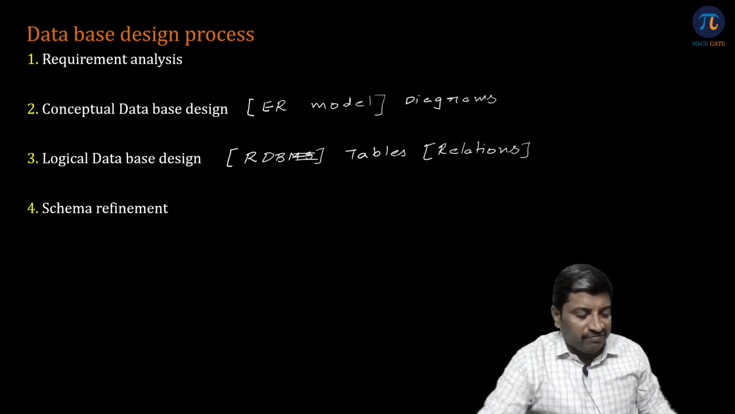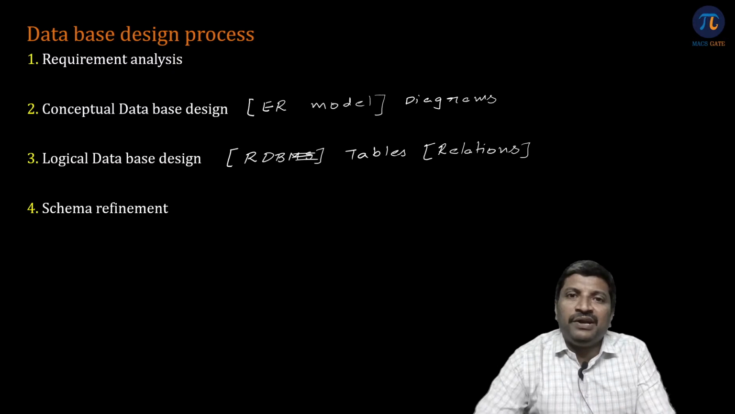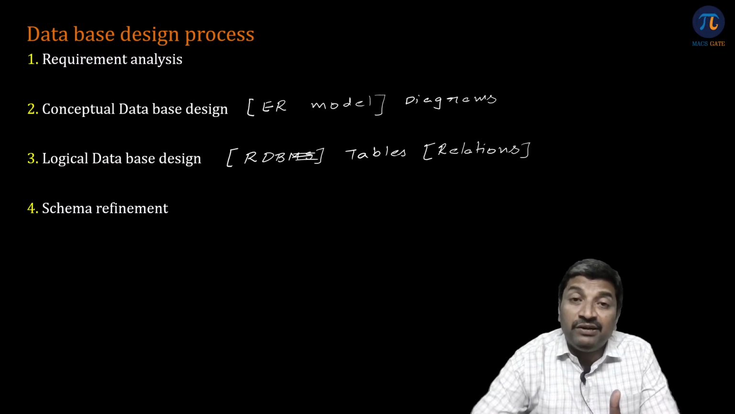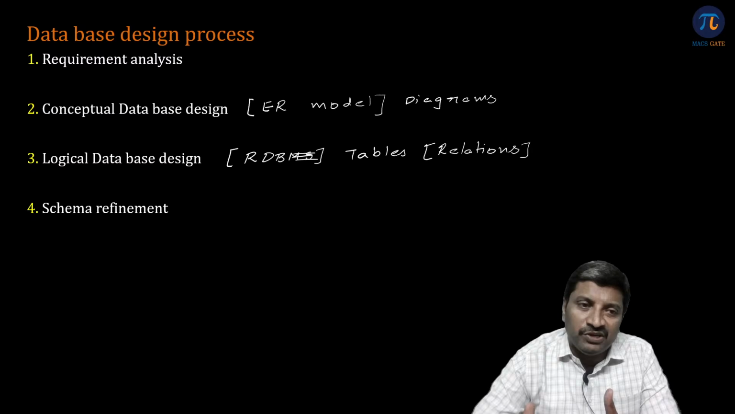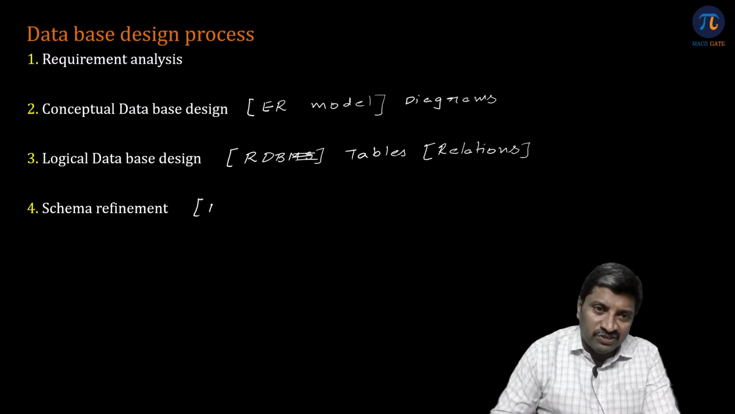Then schema refinement. Once the tables are ready, we apply normalization techniques. Why do we need to apply normalization techniques? The main one is to avoid redundancy. The second one is to eliminate anomalies, which might be caused by insertion, deletion, and updation. That is the main aim of normalization, which is also called schema refinement.